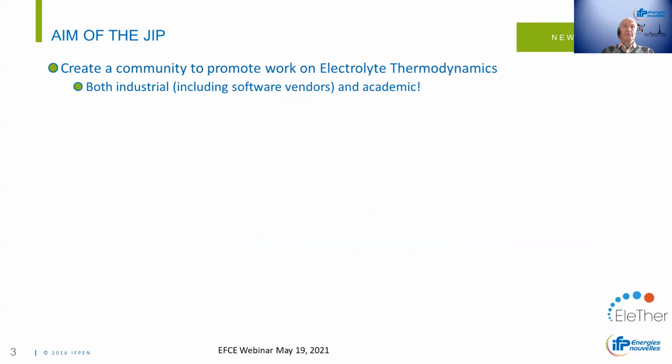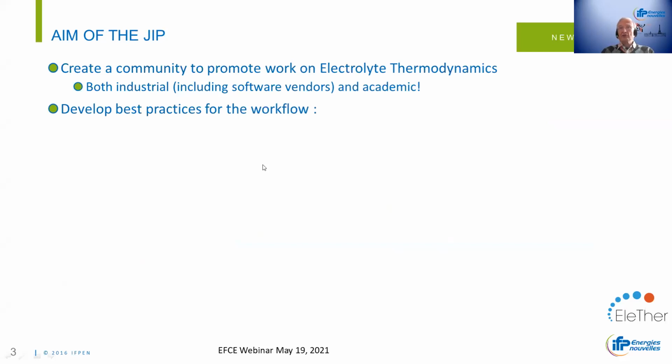Now about this GIP. The objective of the GIP is really to create a European-wide community, or even worldwide, why not, to promote work on electrolyte thermodynamics, not only industrial. We have an industrial collaboration, but we also want to promote others, and particularly academics, to continue working on this topic, because we won't be able to solve all problems.